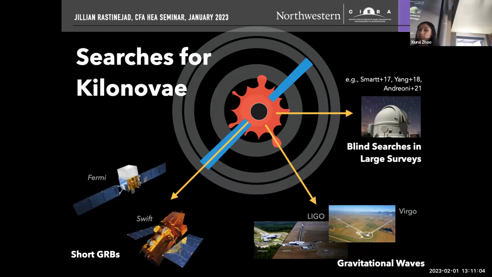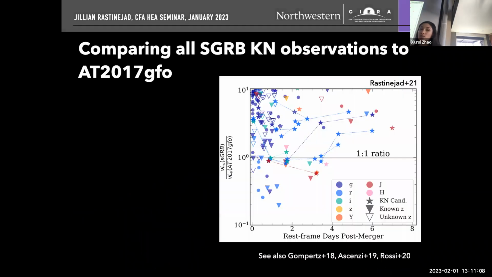The last way, as I mentioned, is by following up short gamma ray bursts. And this is what I did in my first paper. So I compiled all of the observations in the optical and near infrared of short GRBs going back to the launch of Swift in 2004. And so this is a compilation of all those observations, including several that were unpublished from very deep telescopes.